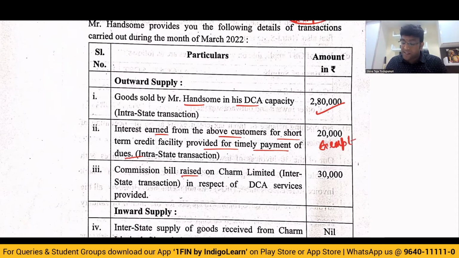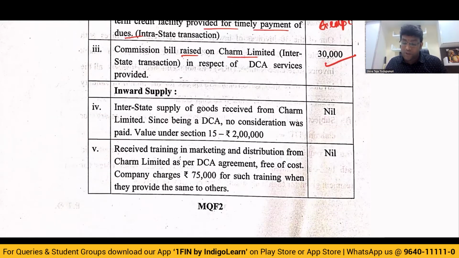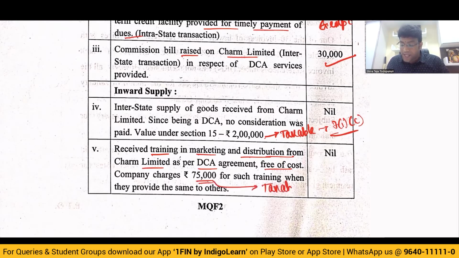Commission bill raised on Charm is also taxable. Next, inward supply, intrastate supply of goods received from Charm Limited. Since he is a DCA, no consideration was charged, but still this will become taxable because of section 7(1)(c), read with schedule 1. So this becomes inward supply. On that, calculate GST and take input tax credit. Next, he received training in marketing and distribution from Charm Limited as per the DCA agreement free of cost, and the company charges 75,000. This is also taxable because of 7(1)(c). Calculate GST payable, take input tax credit.